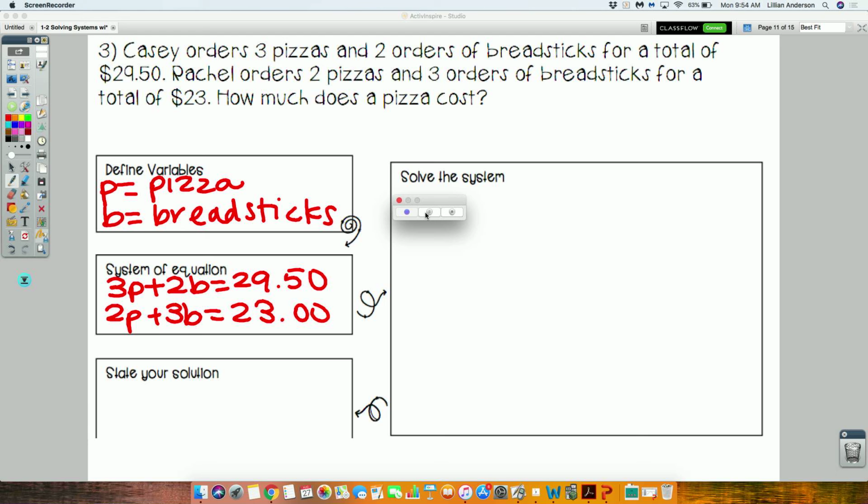Now remember, we're asking for the cost of pizza. And since we're dealing with money, we could get a decimal here. We are talking about money. Okay? We could get a decimal. We are talking about money here. Savannah.